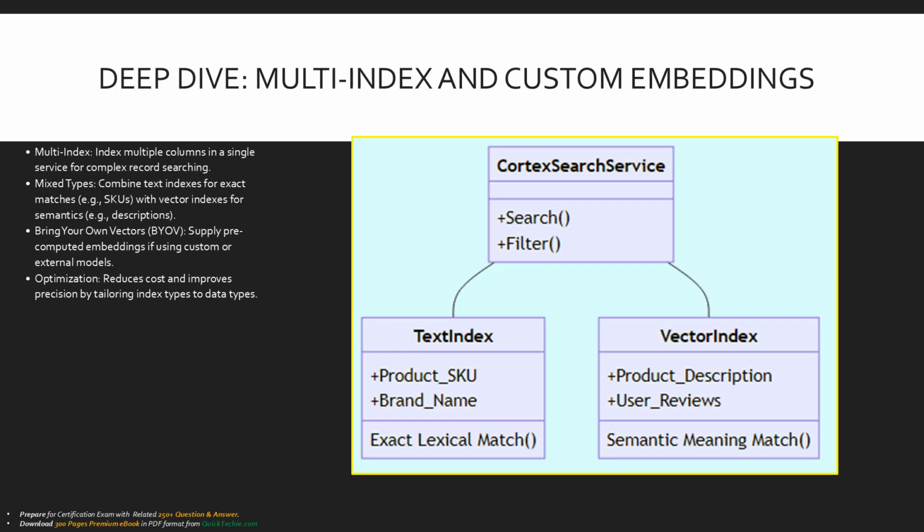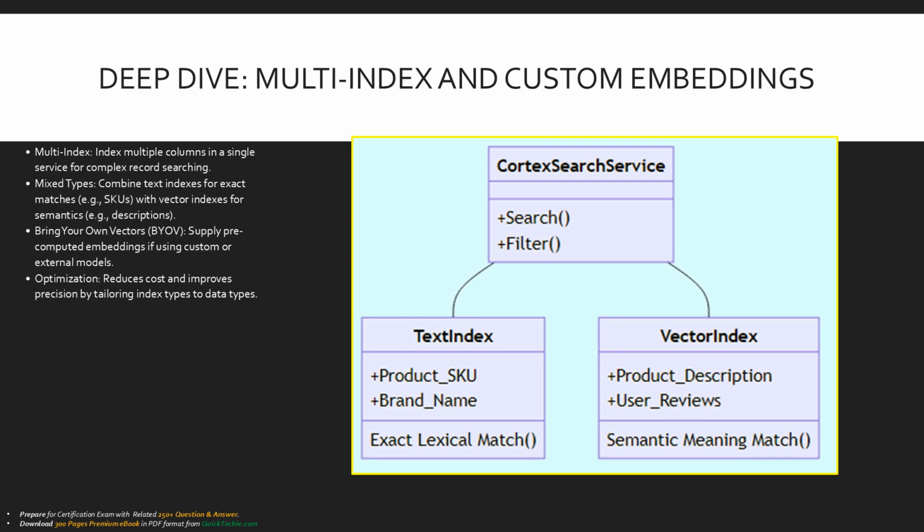As your applications grow in complexity, a single search column may not suffice. Enter multi-index Cortex Search. This advanced feature allows you to index multiple columns simultaneously, granting you immense flexibility. Imagine an e-commerce catalog. You want semantic search on the lengthy product descriptions, but you need exact, rigid lexical matching for product SKUs or brand names. Multi-index allows you to designate descriptions as vector indexes and SKUs as text indexes within the same unified service.